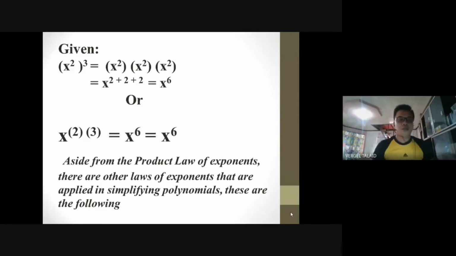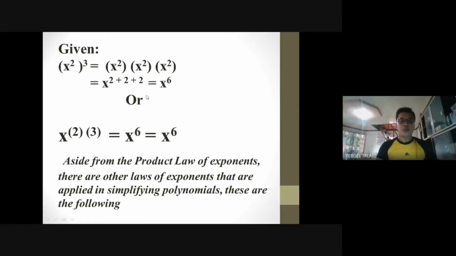So given (x squared) raised to 3, this can be written as x squared times x squared times x squared. So this is the expanded form. Applying the product law, wherein we add the exponents, 2 plus 2 plus 2 is 6. The numerical coefficient is 1 times 1 times 1, still equal to 1.